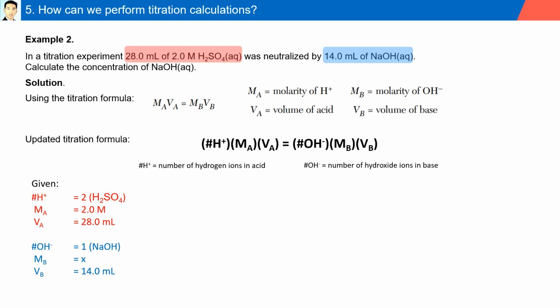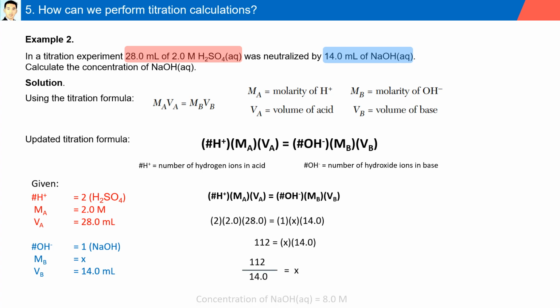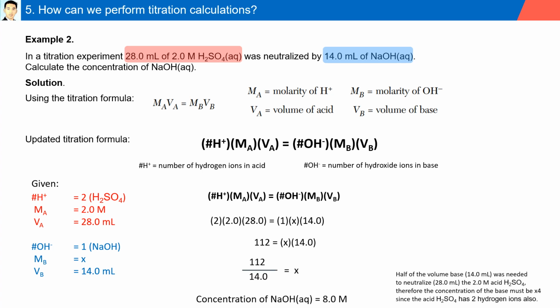In this example, there are 2 hydrogens present in our acid H2SO4. So here, the number of hydrogen ions is 2. The molarity of the acid is 2.0 molar. The volume is 28 ml. While our base NaOH contains 1 OH ion, here it's listed as 1. The molarity of the base was needed, so we listed it as X, and the volume of the base was 14 ml. Substituting in our formula, we calculate the molarity of the base to be 8.0 molar.